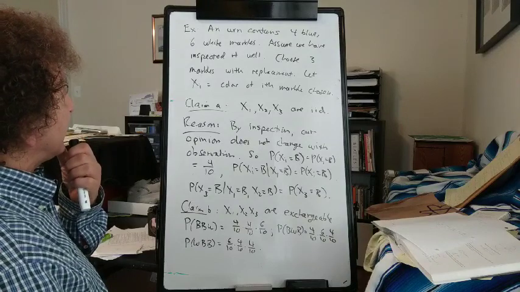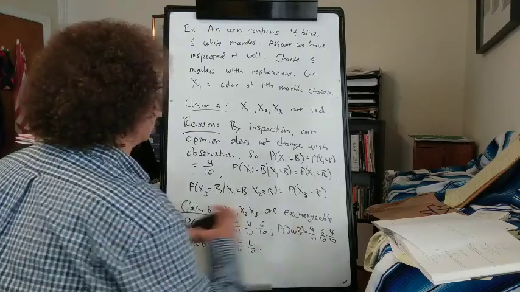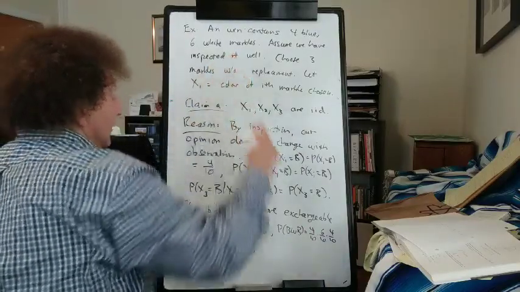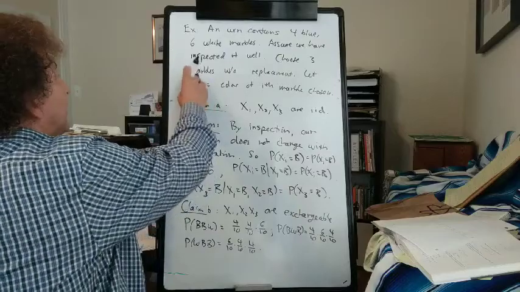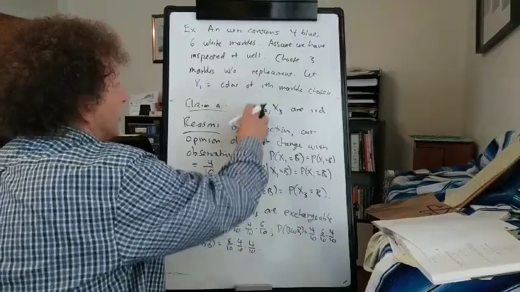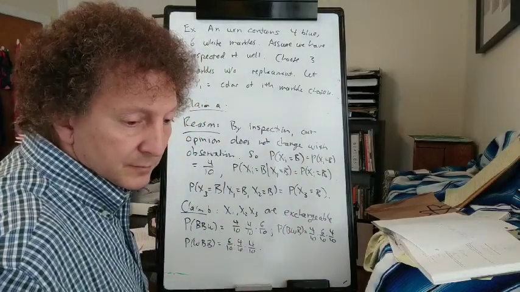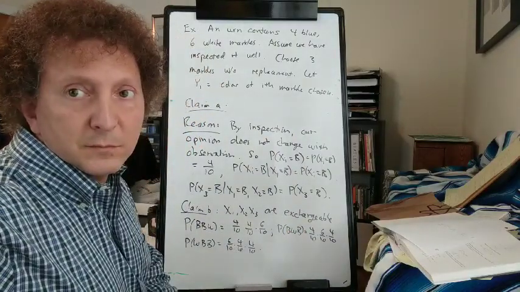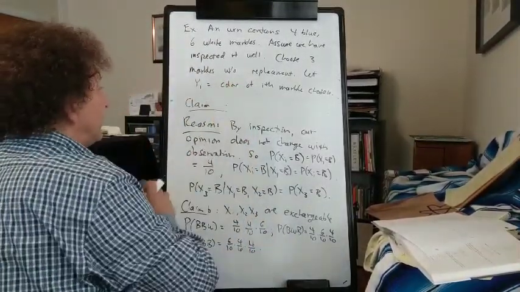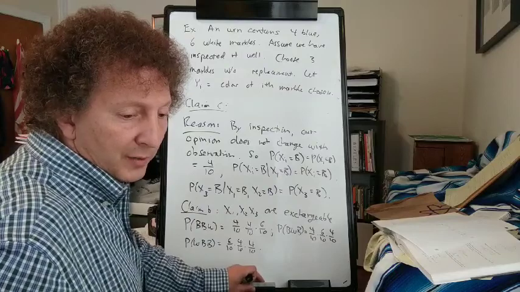Alright, now let's choose 3 marbles without replacement and compare and contrast. And let me use different letters for the random variables. Let's let yi be the color of the ith marble chosen. Alright, first I claim, let's call this claim C because I've made 2 claims already. First I claim that y1 through y3 are not independent.